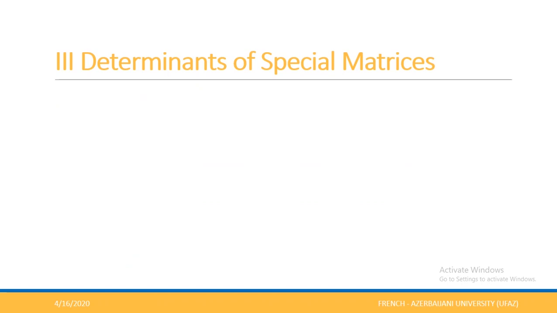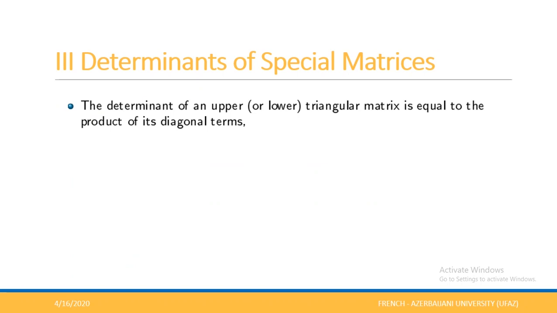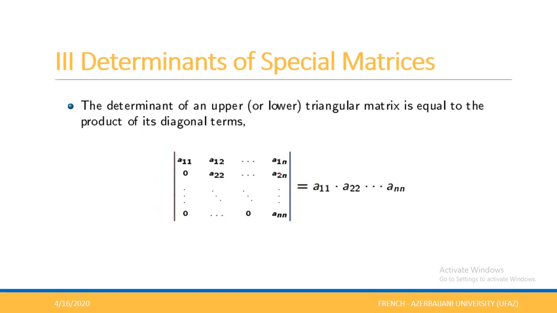Hello guys, in this video I am gonna talk about determinants of special matrices. You already know triangular matrices, and here I'll give the expression for the determinant of triangular matrices. The determinant of an upper or lower triangular matrix is equal to the product of its diagonal terms. You see here an upper triangular matrix, and its determinant is equal to the multiplication of diagonal elements, a11 times a22, and so on, ann. Let's prove that it's true.